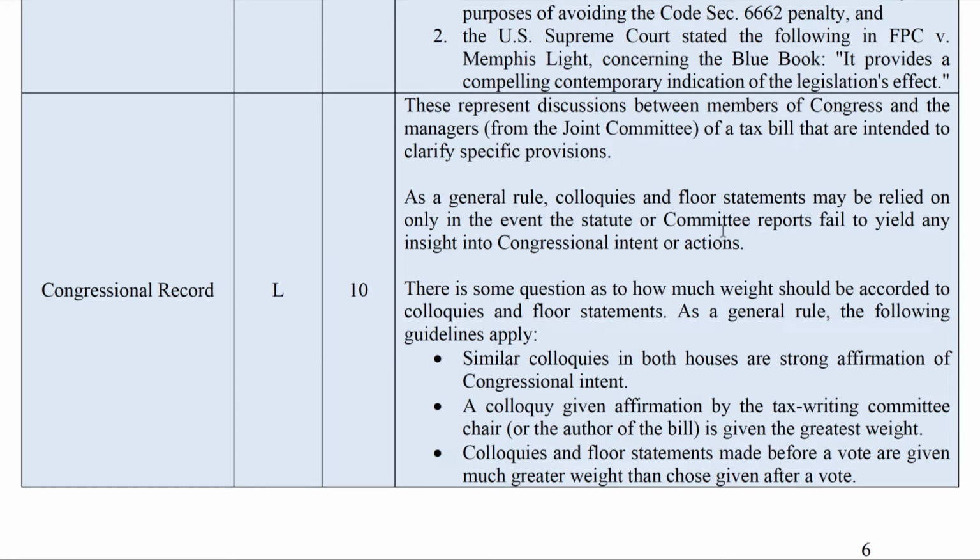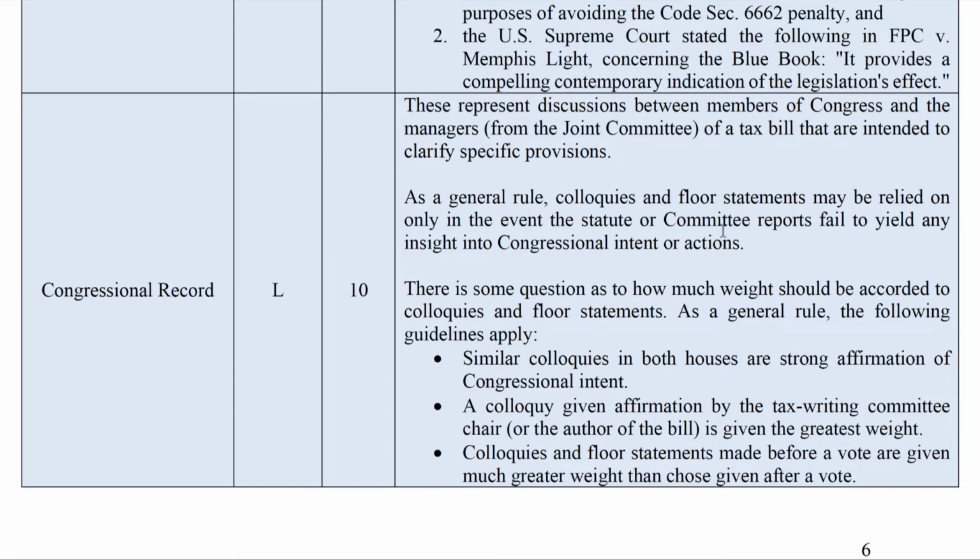Next, congressional record. So this is the lowest. It's the number 10. Again, we're still dealing with legislative. I have them grouped in order: legislative, administrative, and then judicial. So these represent discussions between members of Congress and the managers from the Joint Committee. There's colloquies and floor statements, and they may be relied on only in the event the statute or committee reports fail to yield any insight. And then there's some question as to how much weight.